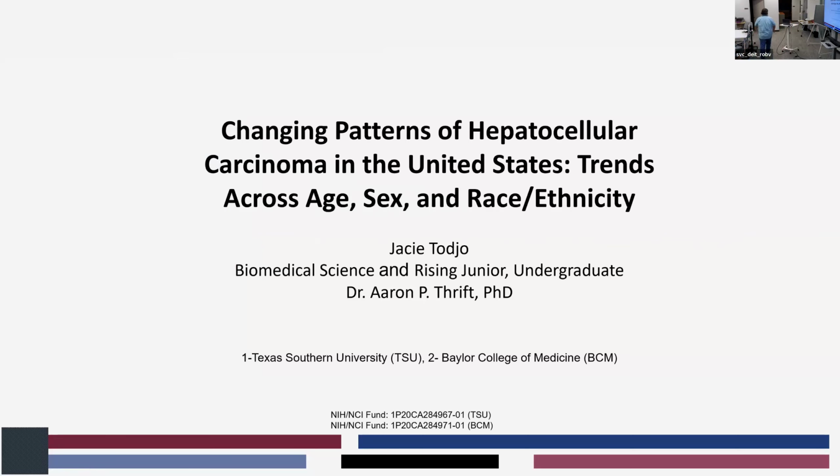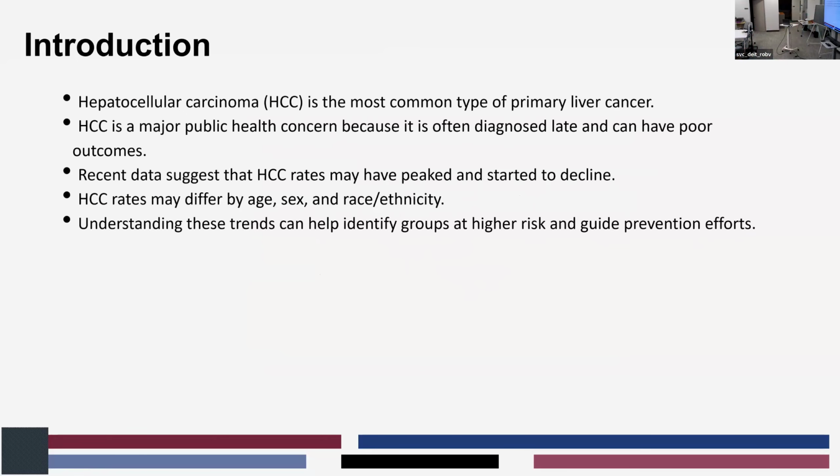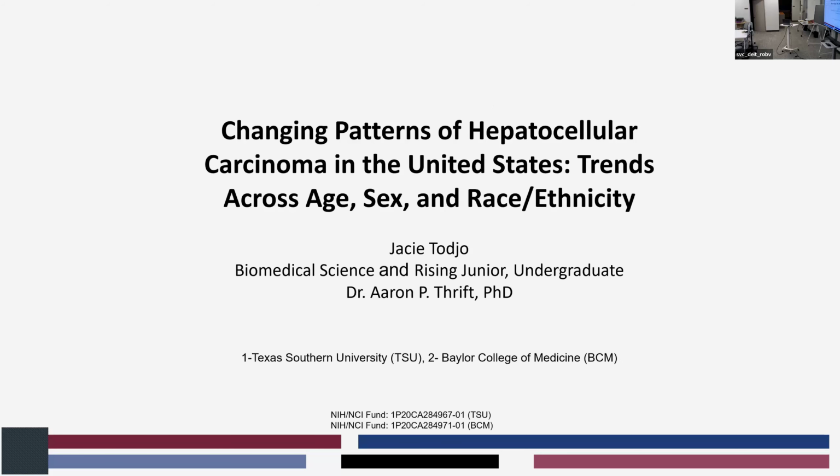All right. Hello, everybody. My name is JC Tojo, and today I'll be presenting my research called Changing Patterns in Hepatocellular Carcinoma in the United States, mainly focused on the trends across age, sex, and race/ethnicity. I completed this project through Texas Southern and Baylor College of Medicine, and I was fortunate enough to work with Dr. Erin Thrift.